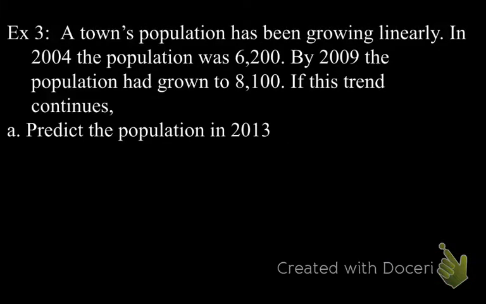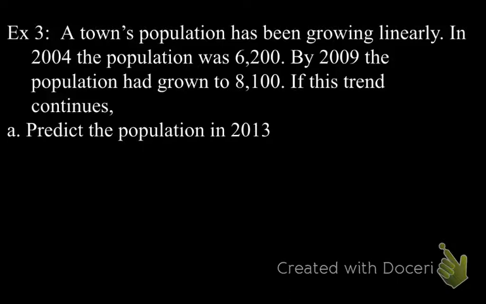Example 3, and this one has a couple of different parts. It says a town's population has been growing linearly, so that tells us it's a linear function. In 2004, the population was 6,200. By 2009, the population had grown to 8,100. If this trend continues, predict the population in the year 2013.